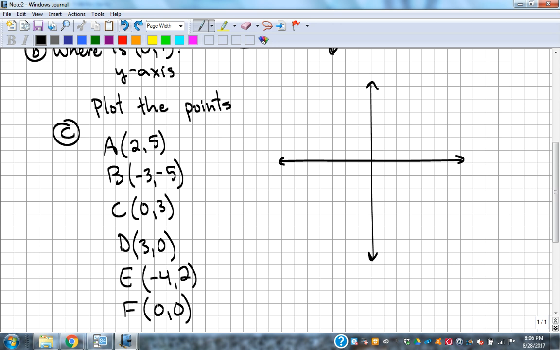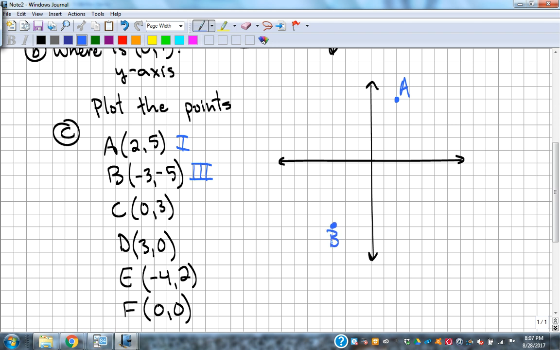So point A, 2, 5. How do I plot that point? I start here at the origin, and I'm going to go to the right 2, to +2, and then go up 5 to +5. 1, 2, 3, 4, 5. And that's where I'm going to put my point. I'm going to call that point A. What quadrant is point A in? 1. What quadrant would point B be located in? 3.